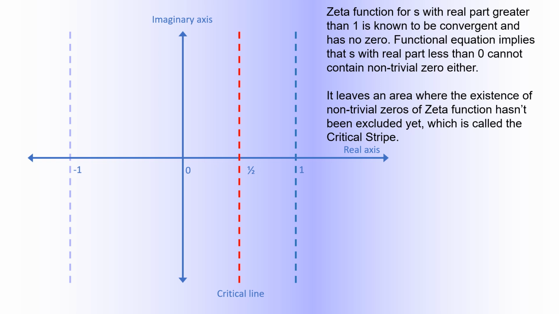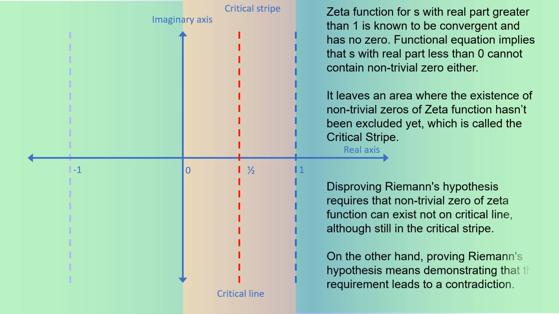The zeta function for s with real part greater than 1 is known to be convergent and has no zero. The functional equation implies that s with real part less than 0 cannot contain a non-trivial zero either. It leaves an area where the existence of non-trivial zeros of the zeta function hasn't been excluded yet, which is called the critical stripe. Disproving Riemann's hypothesis requires that a non-trivial zero of the zeta function can exist not on the critical line, although still in the critical stripe. On the other hand, proving Riemann's hypothesis means demonstrating that the aforementioned requirement leads to contradiction.